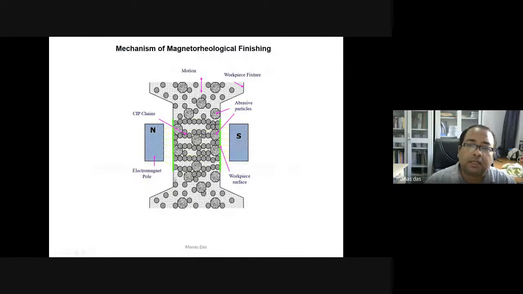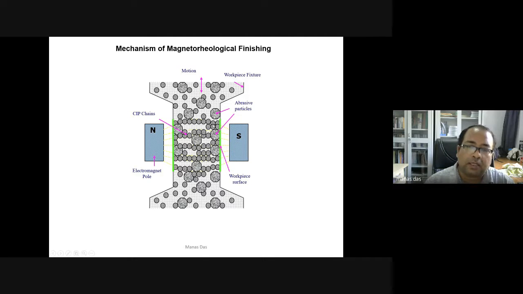It contains some base media. This base media may be water-based. If it is water-based media, people use deionized water, and if it is oil-based media, then people use mineral oil. It can be silicone oil or paraffin oil. It is around 40 to 60% base media. In this base media they mix these iron particles here. These are the carbonyl iron particles.